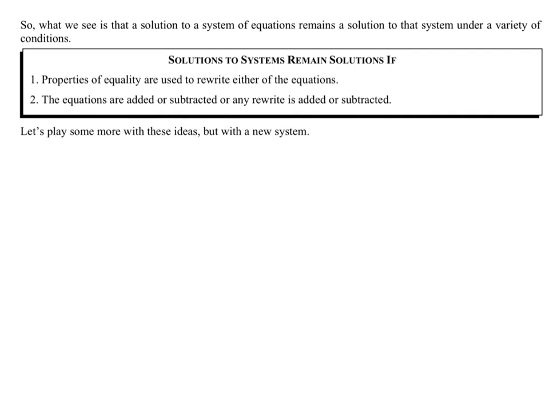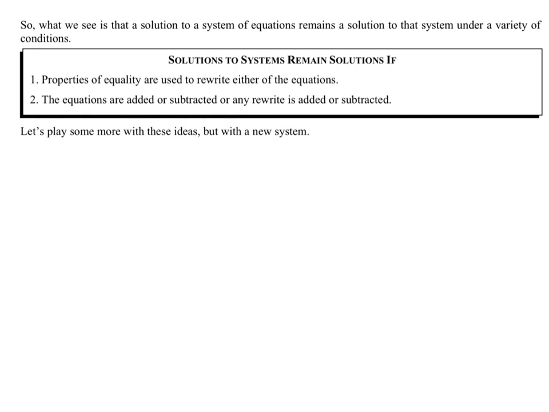So what we see is that a solution to a system of equations remains a solution to that system under a variety of conditions. Solutions to systems remain solutions if the properties of equality are used to rewrite either of the equations, the equations are added or subtracted, or any rewrite is added or subtracted.